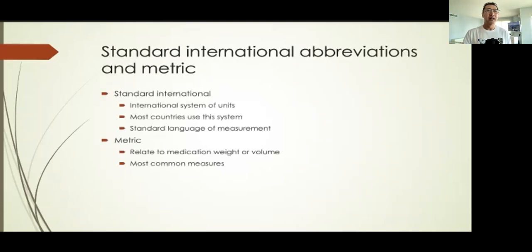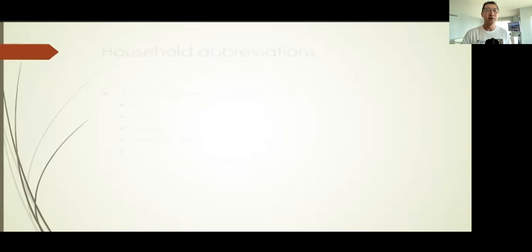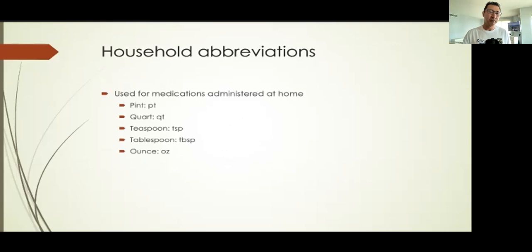Next, standard international abbreviations and metric. We talked about this already. Metric is the most common that we use, and standard international is the international system of units. We talked about this already for our review. Household abbreviations. Know it, learn it, especially from the teaspoon to the tablespoon and the ounces. The pints and the quarts, we don't really measure that much in the hospital, but definitely the tablespoon, teaspoon, and ounces, because that's something you're going to use for conversion. All right, now let's talk about some drug labels.